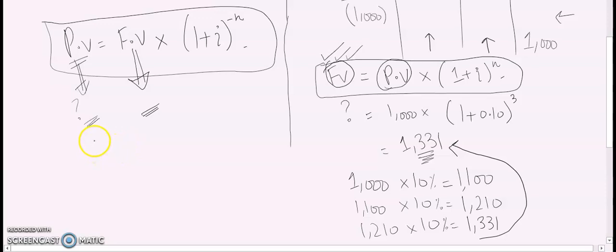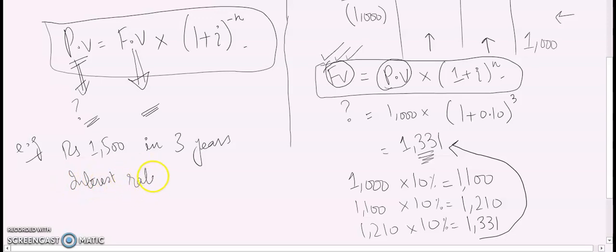Right? So, let's make our own example. Let's say that we want 1500 rupees in 3 years. Okay? And the prevailing market return rate, you can say the interest rate, is 5%.